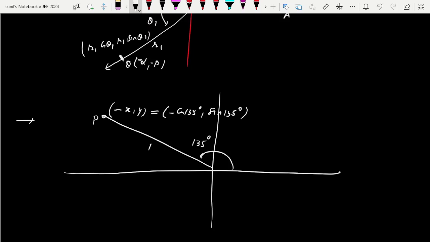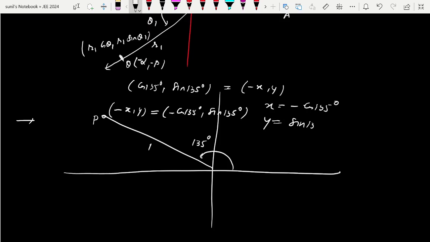Now how will we compare this? The actual coordinate will be written this way: cos 135 comma sine 135 degree. If we compare it with minus x comma y, then your x is minus cos 135 degree and y is equal to sine 135 degree, like this.